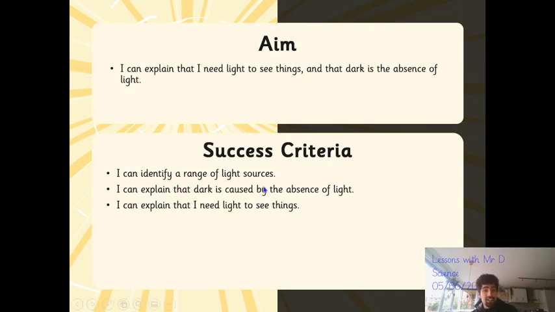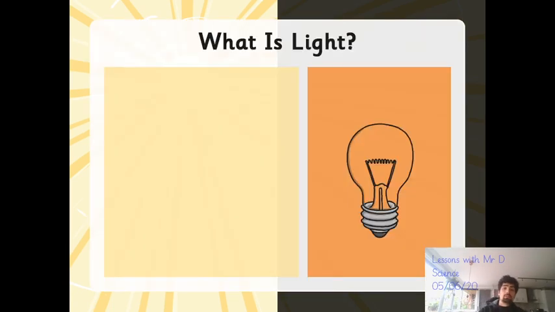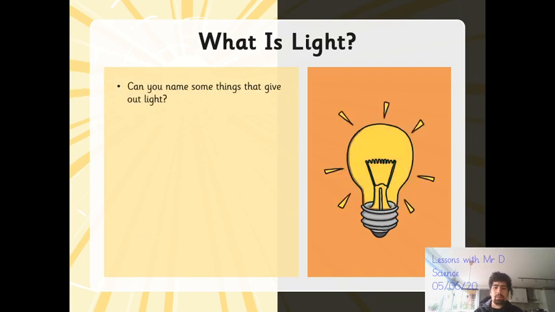We're going to look at a range of different light sources today, and then we're going to explain that darkness is the absence of light, and that without light it wouldn't be possible to see anything. It's the most important thing. So first of all, what is light? You may ask yourself, what is light? You see the light coming on. Let there be light.